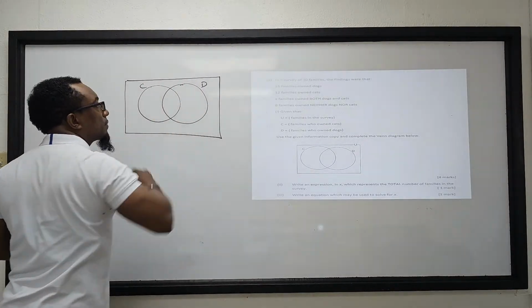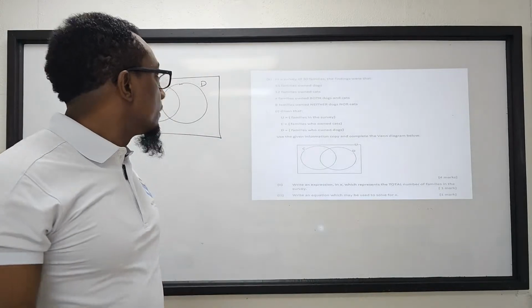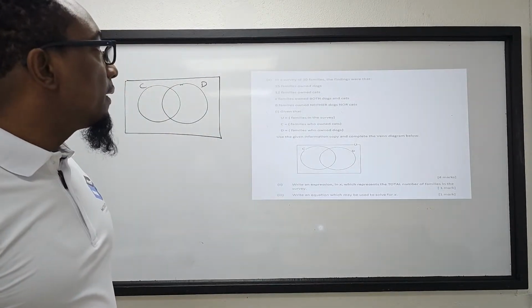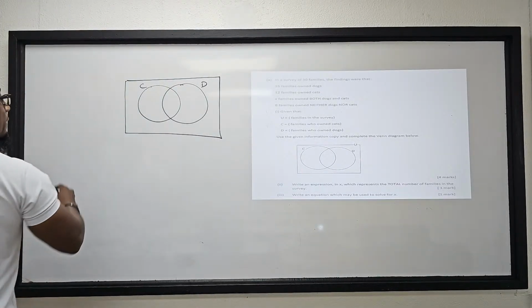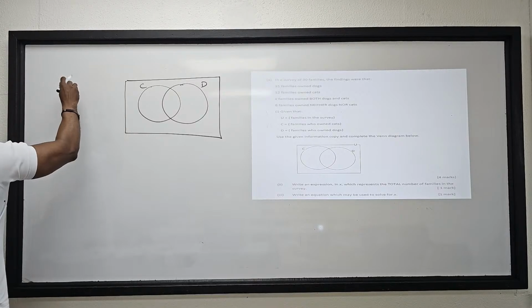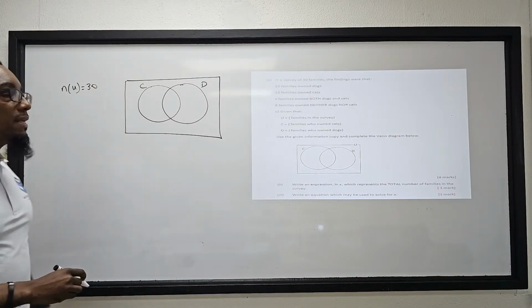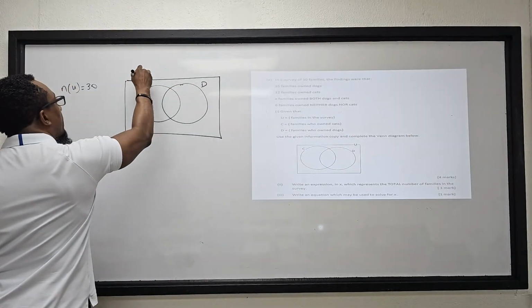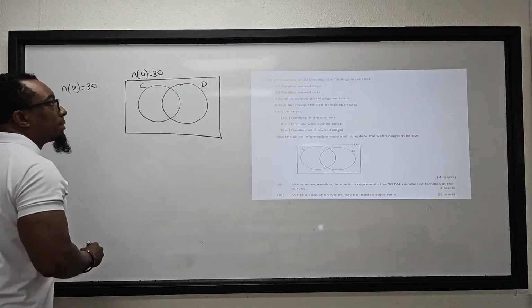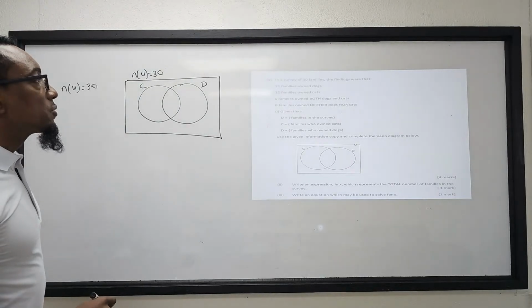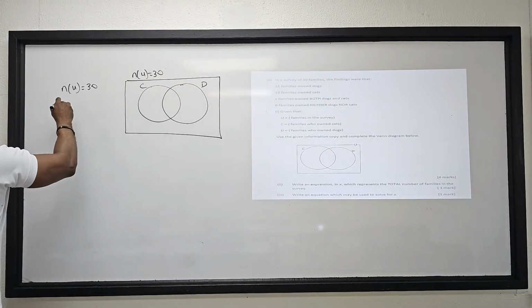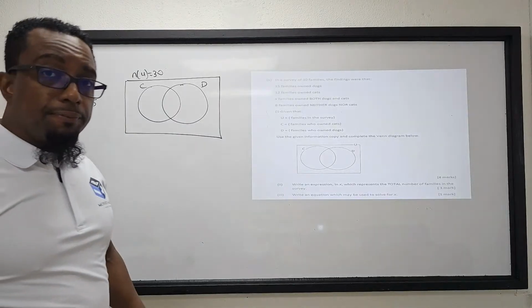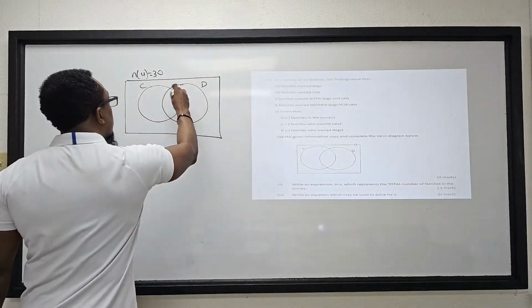Cats, dogs, right? So we have here 30 families, so which will be the number of elements in the universal set? That will be 30. Right? So the number of families who own dogs, that's 15, which is the entire circle.